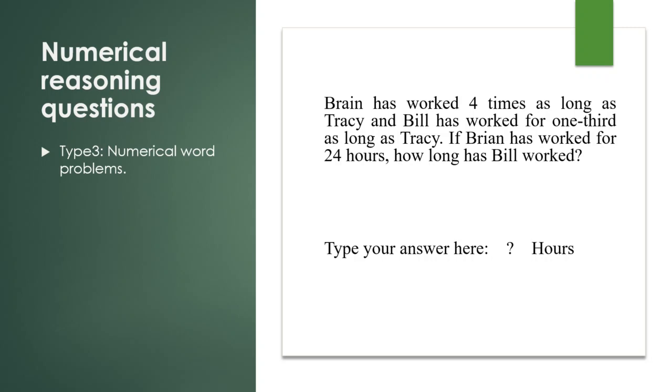Yes, the correct answer is 2 hours. Remember that for this type of question, we just need to put the x at the beginning and count from left to right to get the answer. So, we divide 24 by 4. We can get Tracy's hours as 6 and then use Tracy's hours divided by 3 to get Bill's hours. So the correct answer is 2.